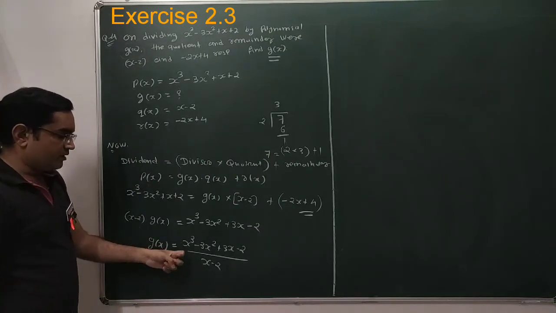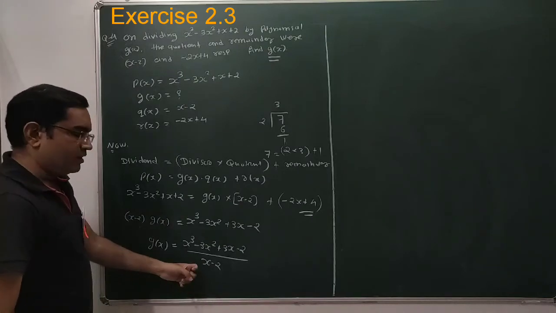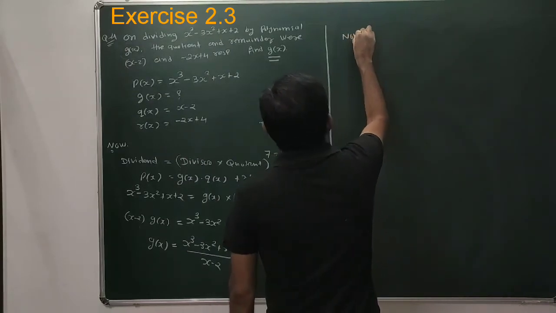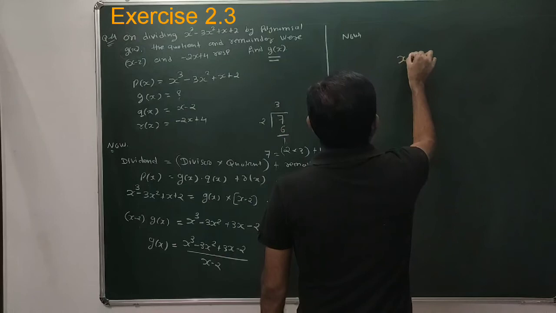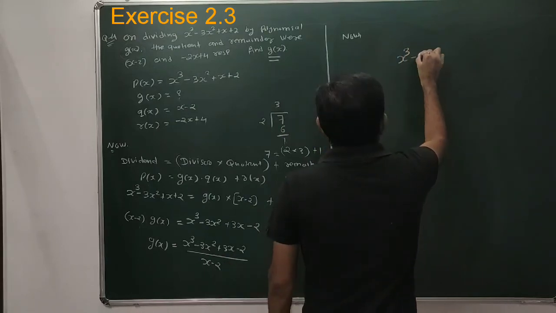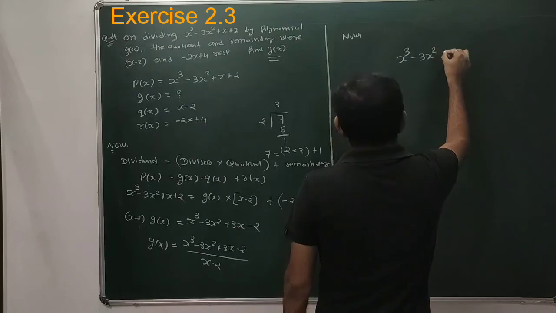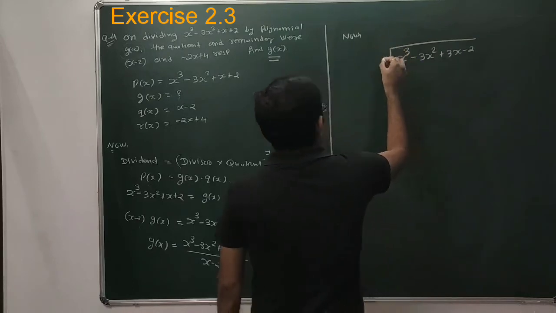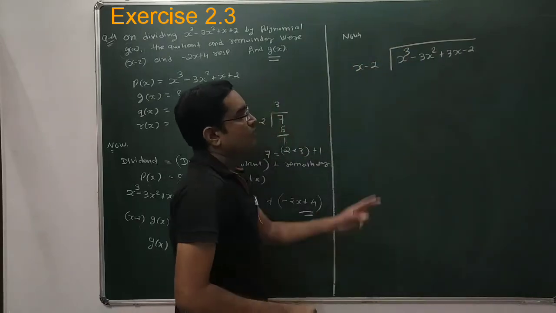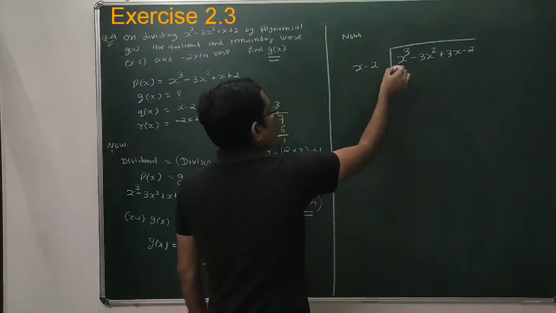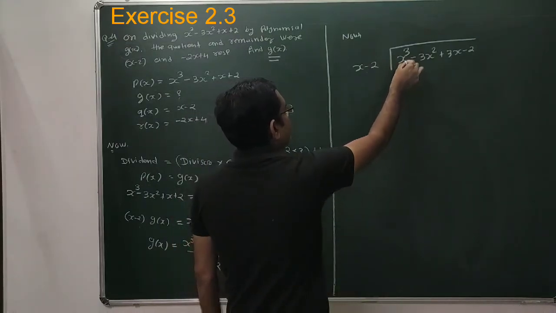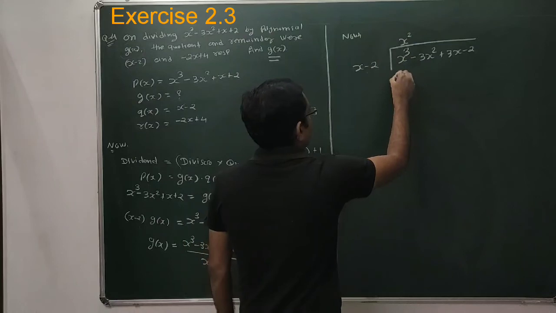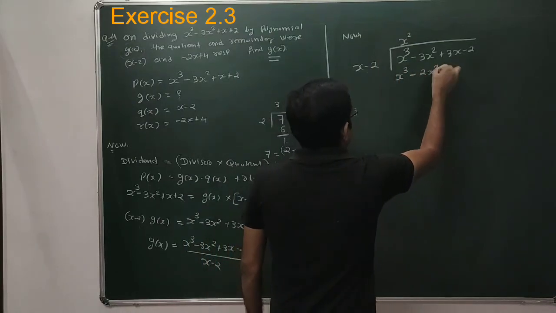So let's say this is our p of x and this is our g of x. In short, it is our divisor. So perform long division. So now for the long division, it will be x cube minus 3x square plus 3x minus 2 divided by x minus 2. Both the polynomials in the standard form. Now for division you have to consider division of leading terms, x cube by x, which is x square. Multiply these two terms with this x square, so it will be x cube minus 2x square.